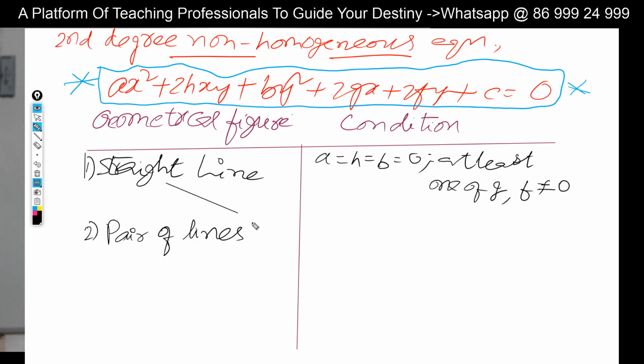Now, pair of straight lines means you will have two lines like this. What are we learning here? We are learning for what conditions the second degree non-homogeneous equation represents a pair of lines. For pair of lines, you have the maximum number of conditions. What are they? Number 1, you must remember this.